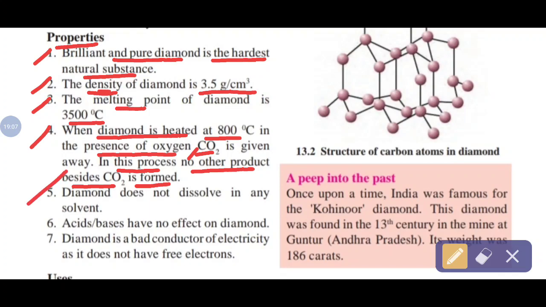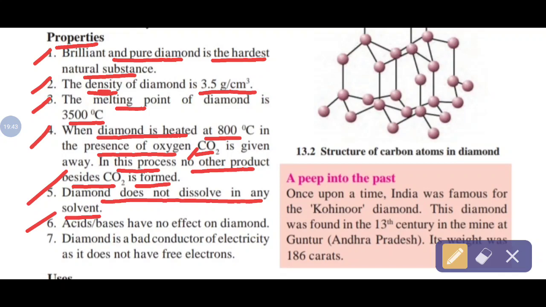Fifth property is, diamond does not dissolve in any solvent. We put in any solvent. Solvent means consider it as a liquid. It is not dissolved in any other substance, like water, salty water, even sugar solution, kerosene, petrol, diesel, gasoline, whatever is there. So diamond does not dissolve in any solvent. That is a very important property.